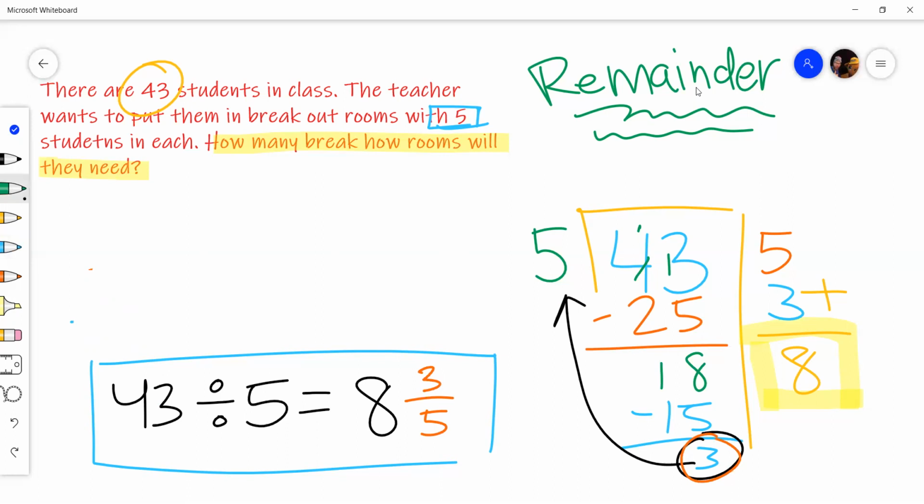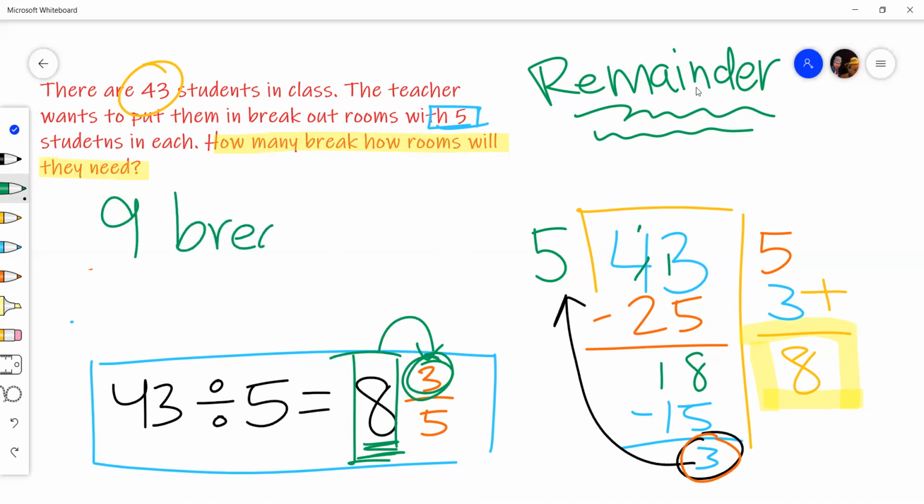Well, if I'm going to answer that question, one thing we know is we definitely need the 8 breakout rooms because they're full. But then we actually have one more breakout room. It's not full, but it's got 3 students in it. So if we think about that, that actually means I'm going to need my 8 breakout rooms plus this one more that has 3 students in it, which means I need 9 breakout rooms total.